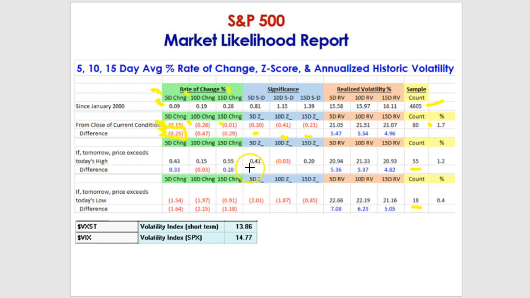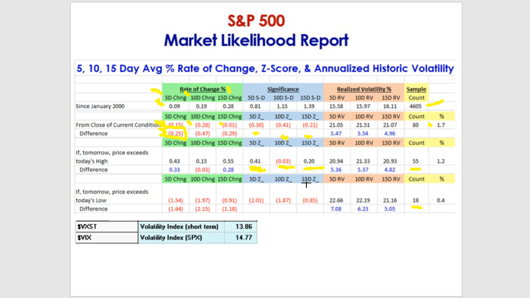So you can see here the z-scores of the 55 when they exceed Friday's high. Okay, 0.41 on the downside, a tiny bit, 0.03 of a standard deviation, that's really, really small, and then basically 1/5 of a standard deviation to the upside. Not even half a standard deviation either way.